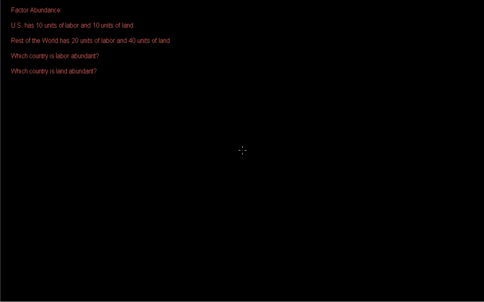So we have one more quick video on factor abundances before we get down to what all of these videos have been leading up to, which is the Heckscher-Ohlin model. Factor abundance is like a corollary or an analogy for product intensities, but with factor abundance we're talking about nations. So factor abundance is for nations where intensities were for products. I'm just going to walk you through an example and you'll see exactly what's going on.